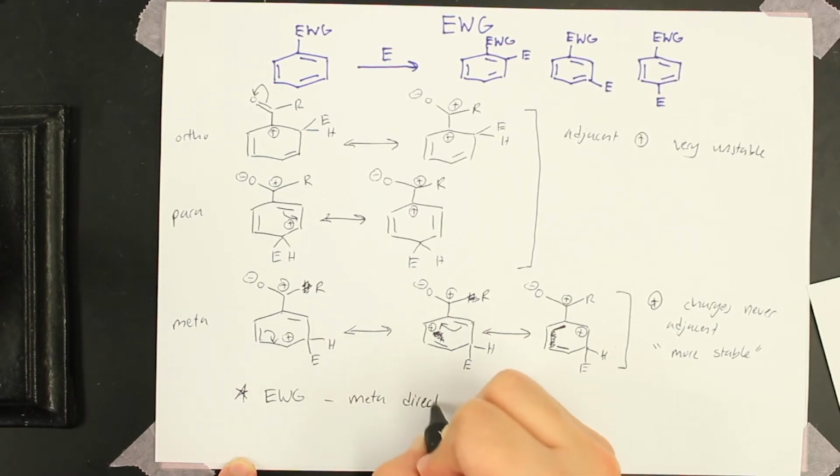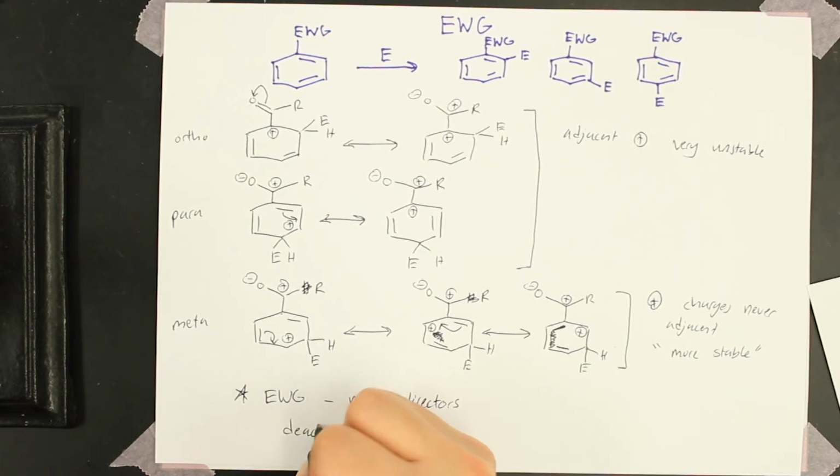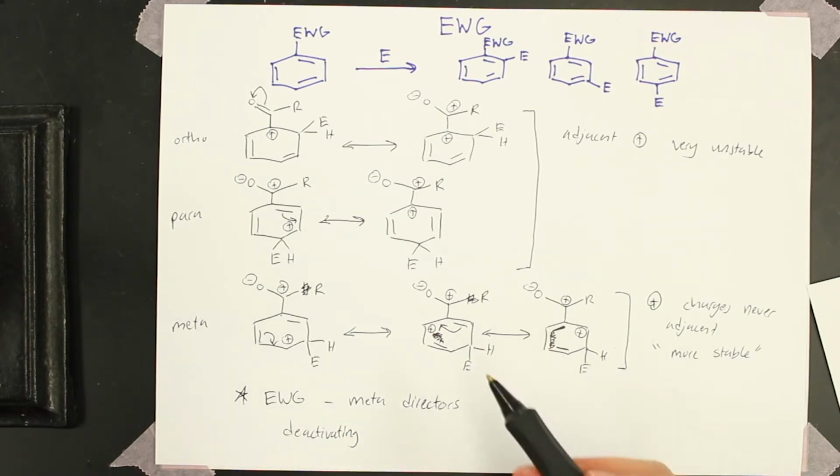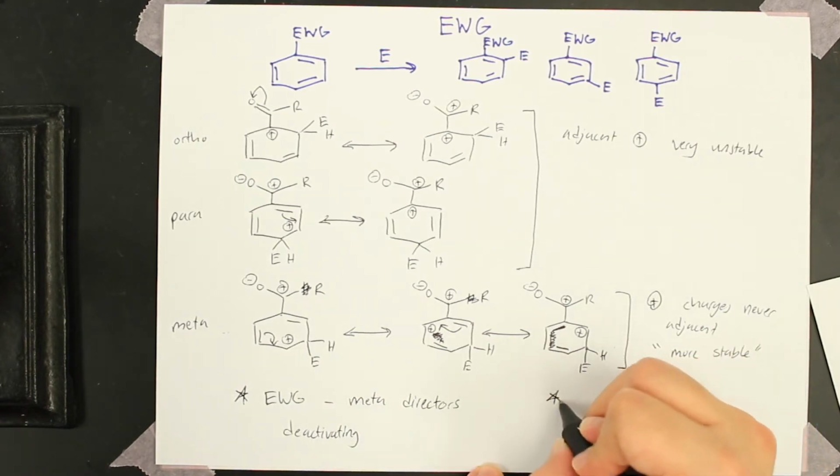It's going to direct the electrophile to the meta position, and they're also deactivating, as we said before. So they make the ring less nucleophilic. It has a slower reaction, but if it does react at all, it will prefer to do it at the meta position. There's a little bit of an exception here.